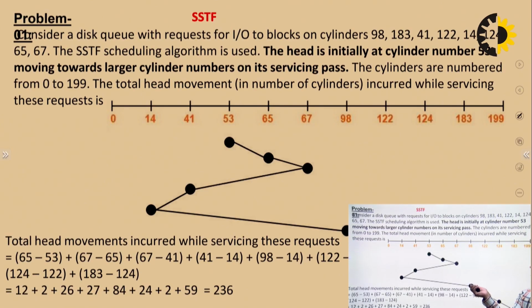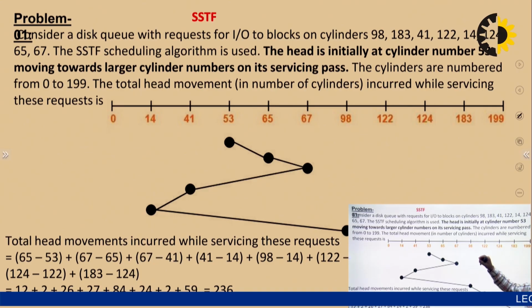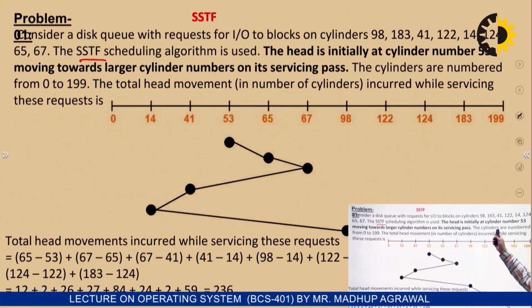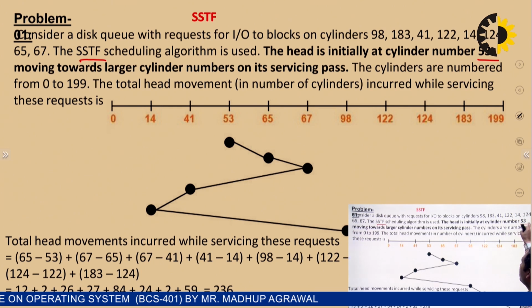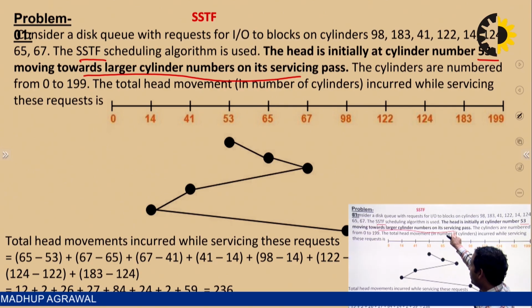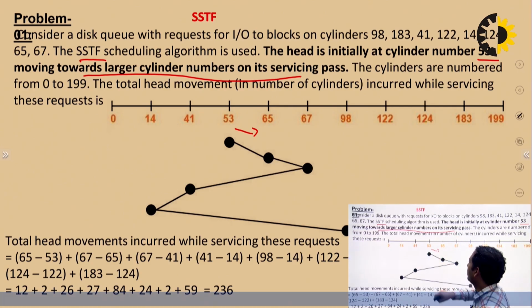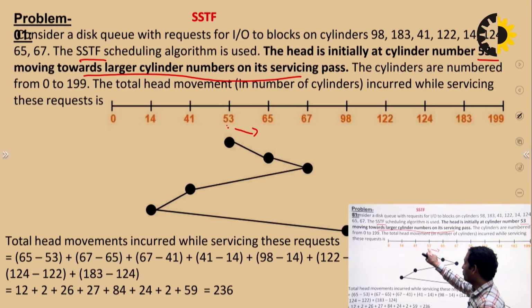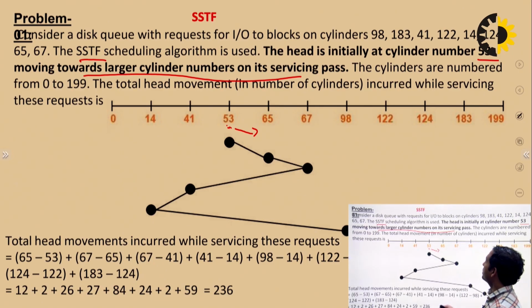Again, the same example. Now we will solve it with the help of this algorithm, SSTF. Consider a disk queue with input-output block requests on these cylinders. The head is initially at cylinder number 53 and moving towards larger cylinders, meaning the head is currently at this position but the movement direction is toward the larger side. The cylinders are numbered from 0 to 199, same as before.